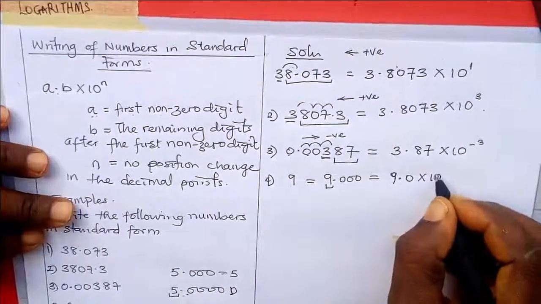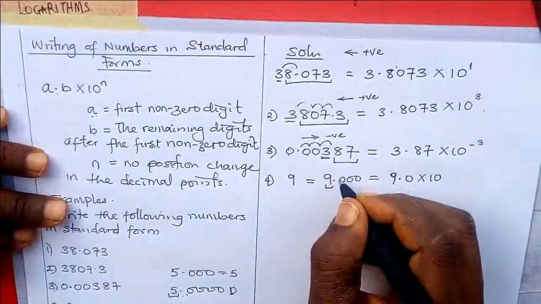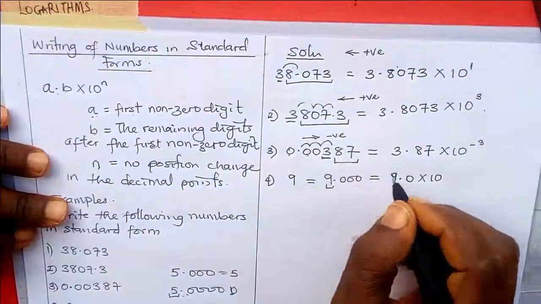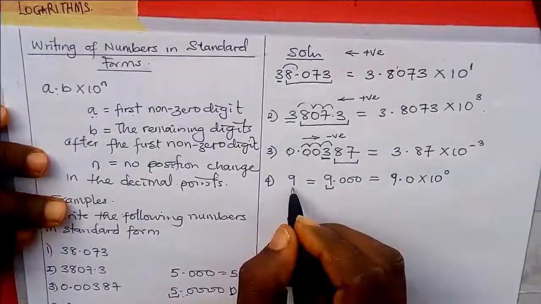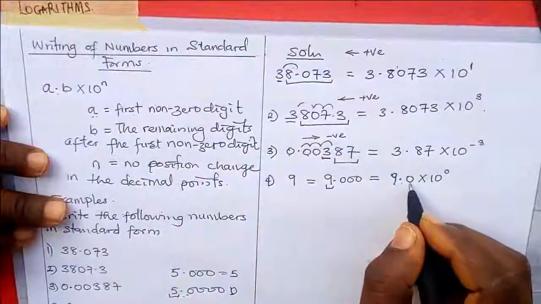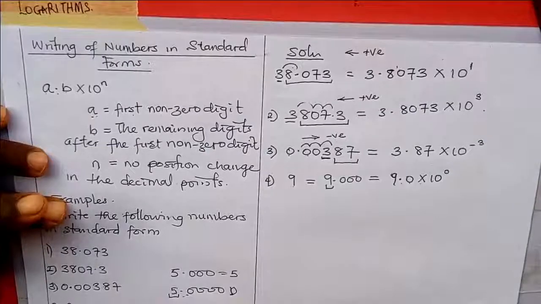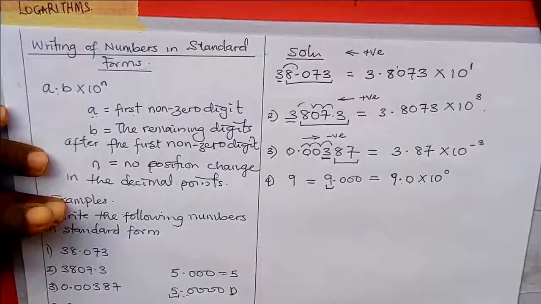times 10 raised to the power of, how many times have I moved the decimal point? Did I move the decimal point at all? No, I did not move it to the left, neither did I move it to the right. So I'll have it times 10 raised to the power of 0. So perfect. 9 can be written as 9.0 times 10 raised to the power of 0. Don't forget that. Don't tell your teacher that a single digit like 9, 5 cannot be written as standard form. They can be written. You can write them as 9.0 times 10 raised to the power of 0.